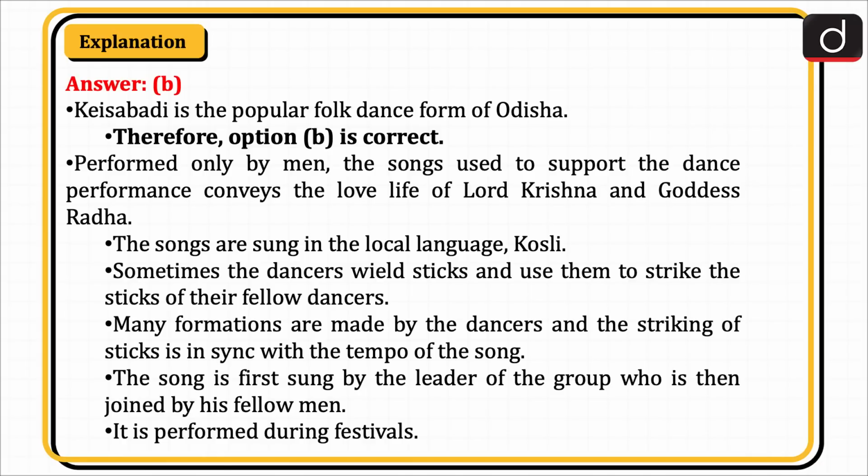Performed only by men, the songs used to support the dance performance convey the love life of Lord Krishna and Goddess Radha. The songs are sung in the local language Kosli. Sometimes the dancers wield sticks and use them to strike the sticks of their fellow dancers. Many formations are made by the dancers and the striking of sticks is in sync with the tempo of the song. The song is first sung by the leader of the group, who is then joined by his fellow men. It is performed during festivals.